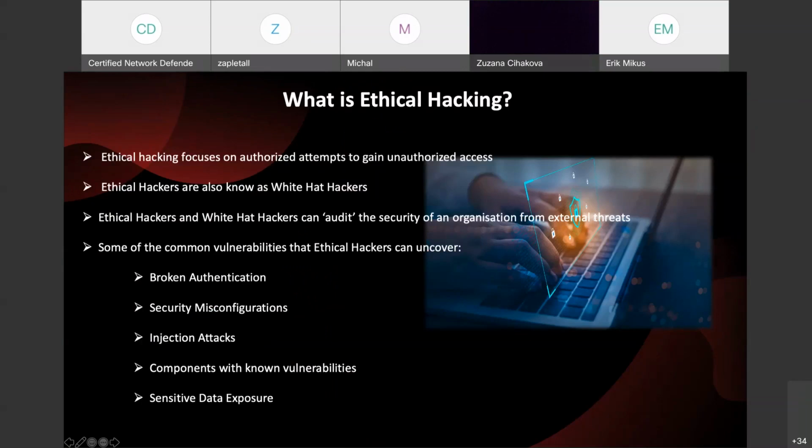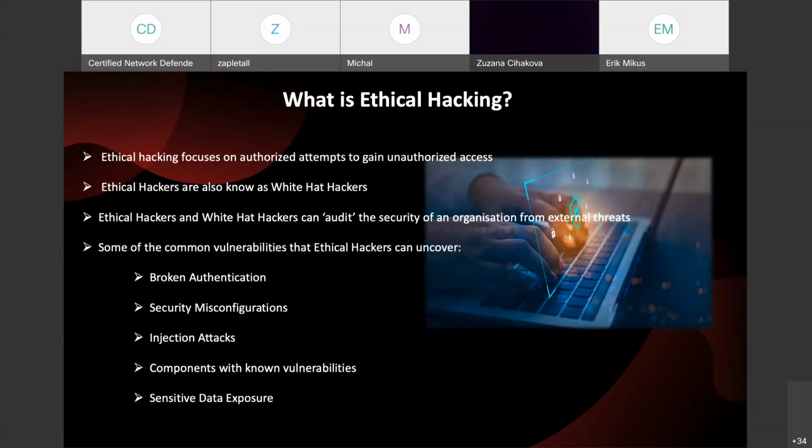So coming on to what is ethical hacking. We have the Certified Ethical Hacking course that we developed to help train our cybersecurity professionals in mitigating against this. The idea is that ethical hackers are focused on gaining authorized access; you can call them white hat hackers sometimes. There are a number of common vulnerabilities which ethical hackers will focus on.